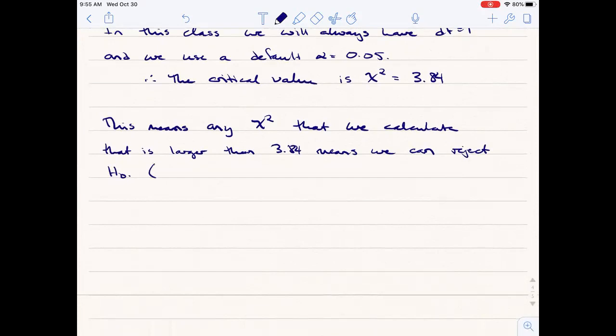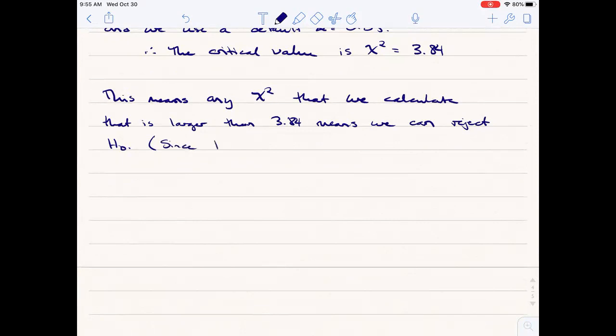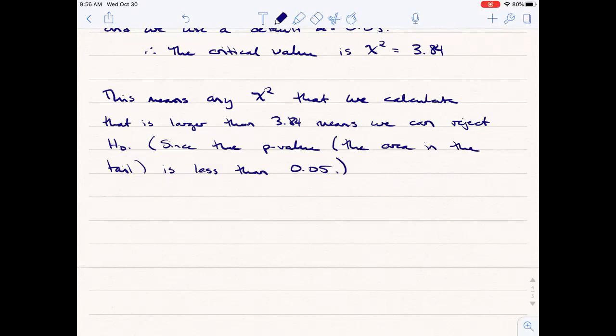And I'll put in brackets here, since the p-value would be less than 0.05. P-value, remember, is the area in the tail, so I'll put a bracket inside the bracket. I know, English is not my thing. So since the p-value is the area in the tail, so since the p-value is less than 0.05, which was our original decision tree: if the p-value is less than 0.05, you have enough evidence to reject H0.